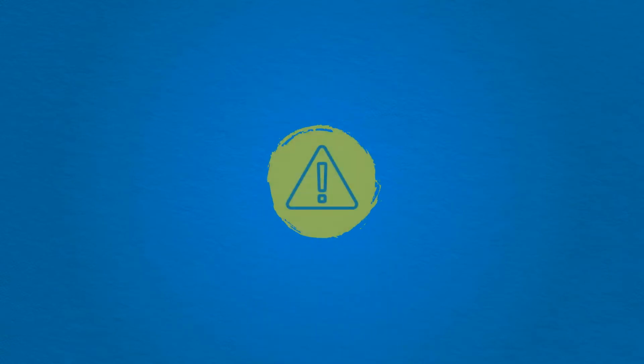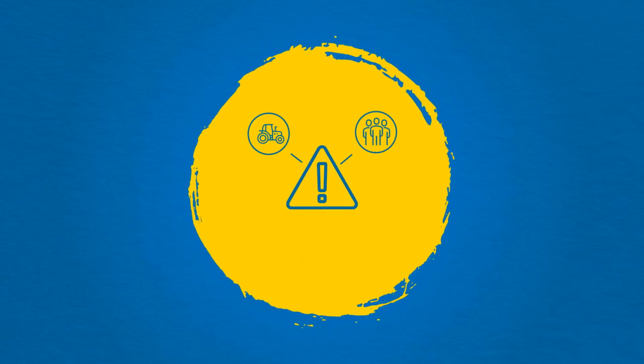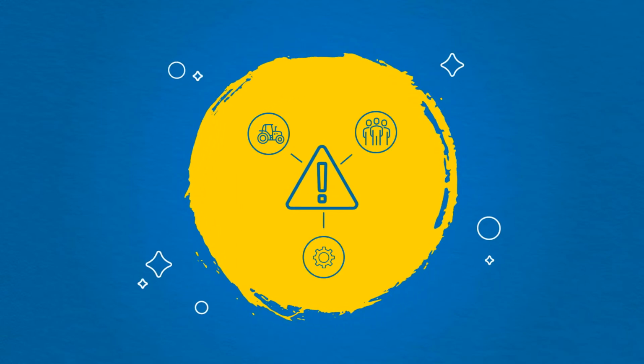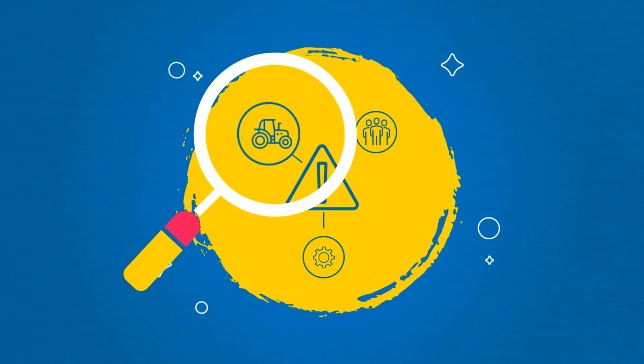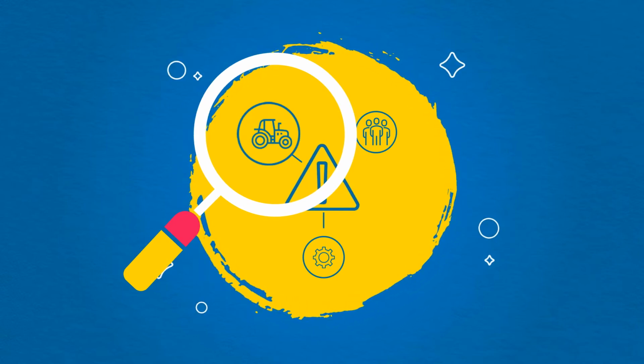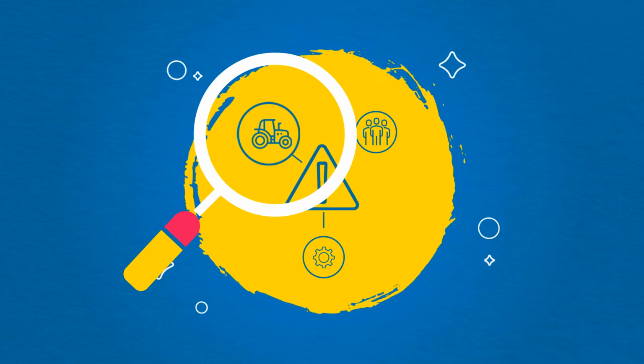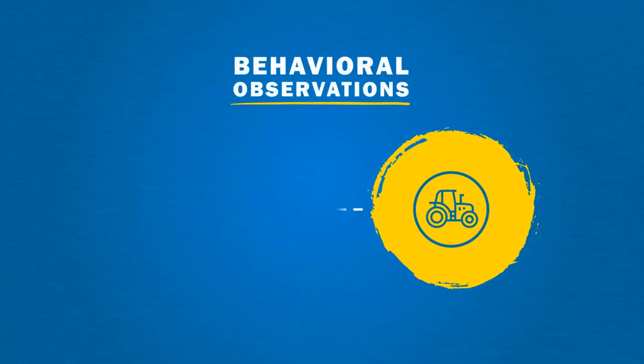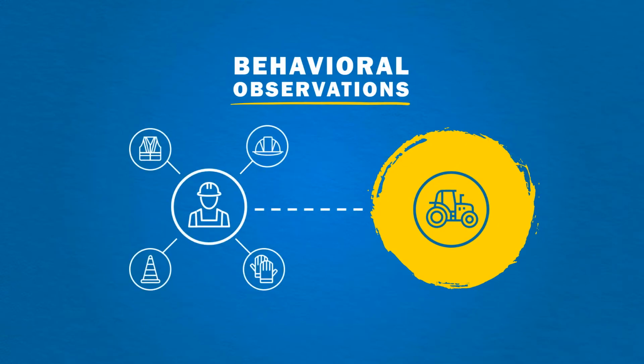As illustrated previously, there are three primary contributors to an incident. An inspection is the tool used to confirm that the hazards in the work environment are managed. For example, undertaking a pre-use vehicle inspection. Behavioral observations seek to confirm that the driver's interaction with the hazard are appropriate. For example, using the vehicle in a safe manner.